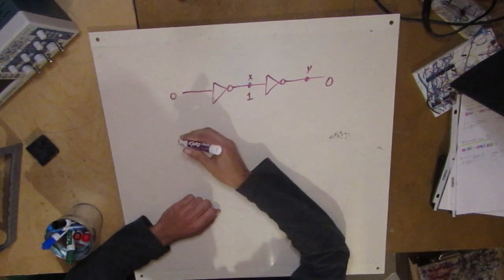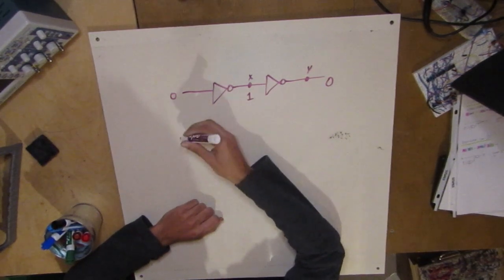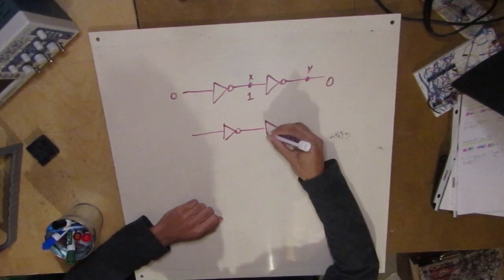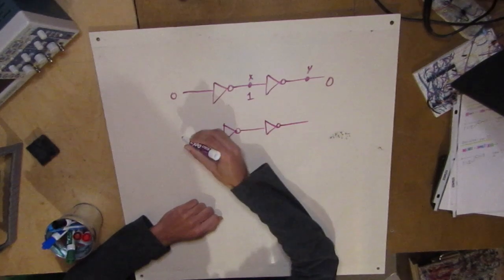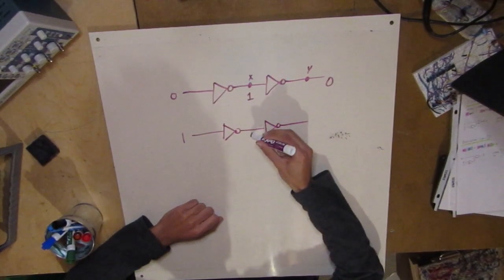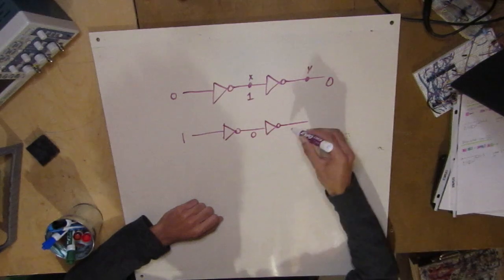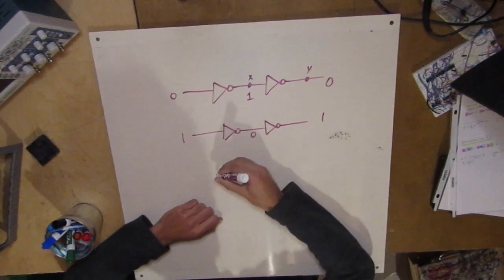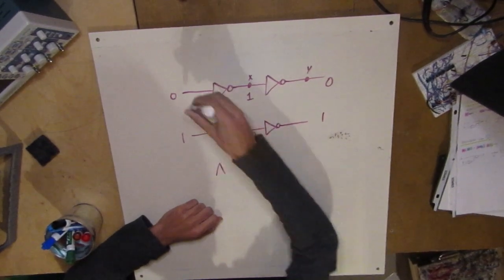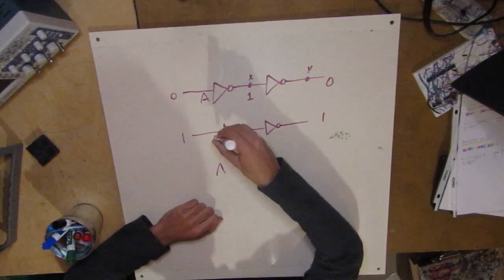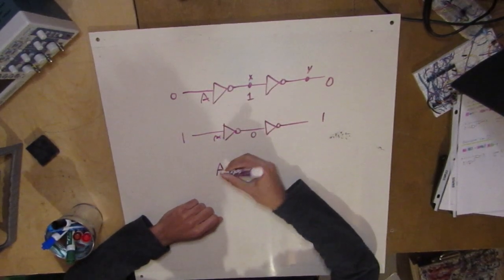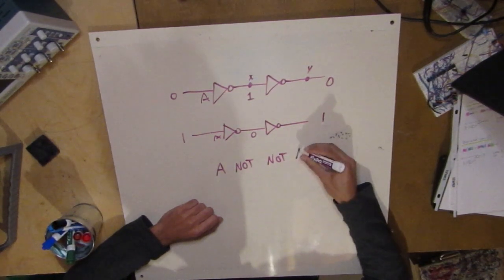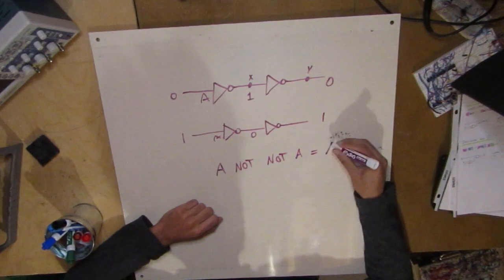Okay, let's try something else. Let's do the same thing, but we put a 1 here. So we're going to get a 0 here because it flips it, and then it's going to flip the 0 and we're going to get a 1. So what could we conclude? We call this input A. These two are just the same pictures. We could conclude that NOT NOT A is equal to A.